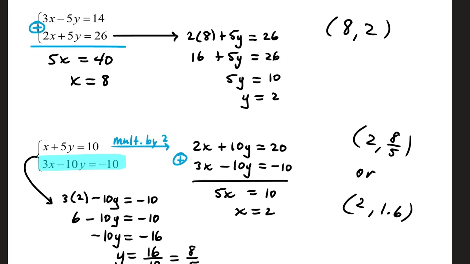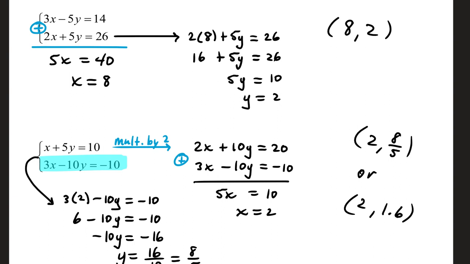The next two examples were just reinforcements in class. The top left, 3x, 2x, those are not opposites. Negative 5y, positive 5y, those are opposites. Add your equations, you get 5x, 0 y's, therefore you've eliminated the y's, and add these, you get 40. 5x equals 40. We've eliminated the y. Divide by 5, x equals 8.